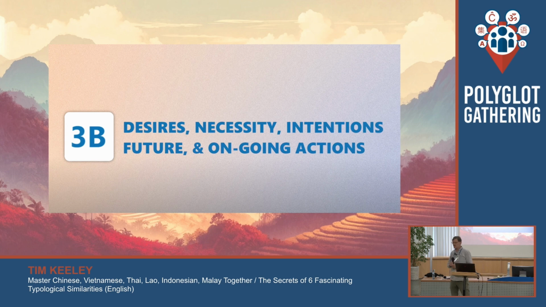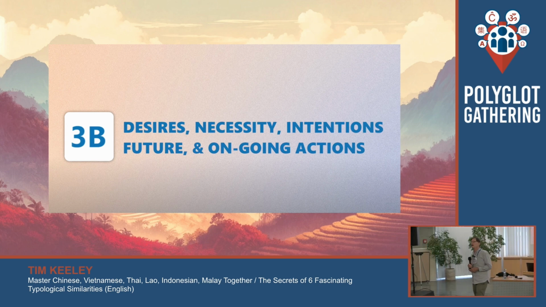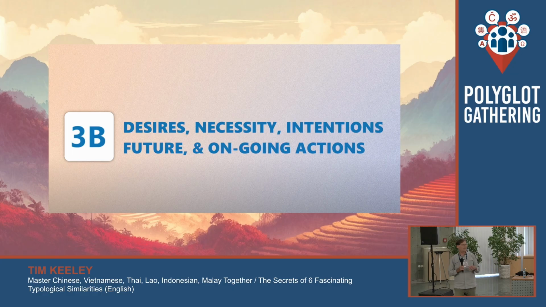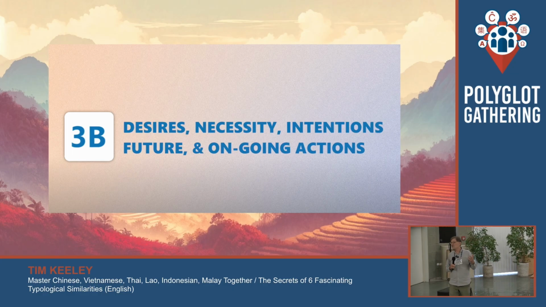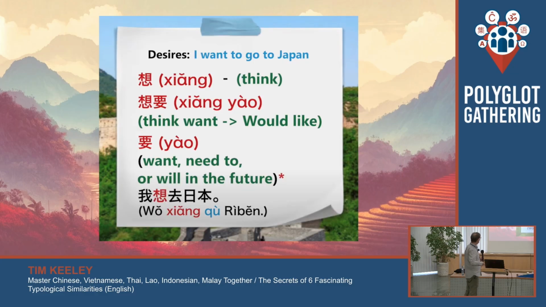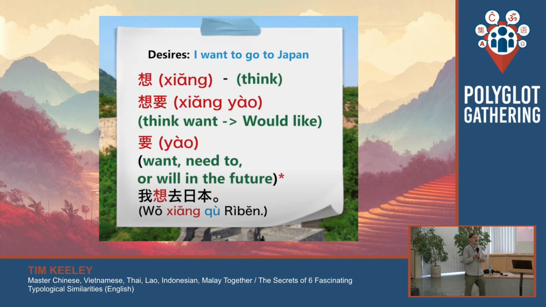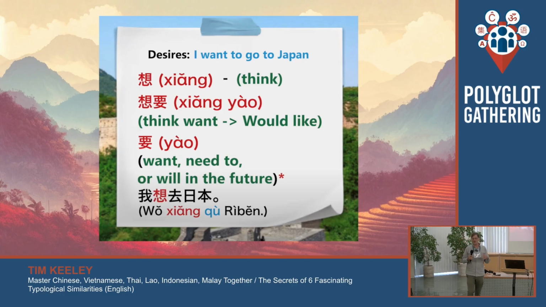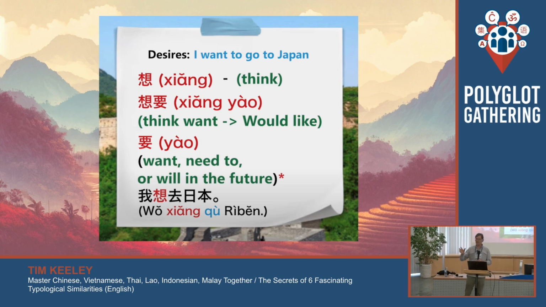All right. Now let's take a look at how we would express desires or necessity or intentions or future ongoing actions. Okay, so first we'll go with the Chinese here. Now, there are quite a few ways to say this, all right? In the question time, you can add to them and say, hey, you didn't say this or that. That's fine, let's expand the knowledge, okay? But there are quite a few ways.